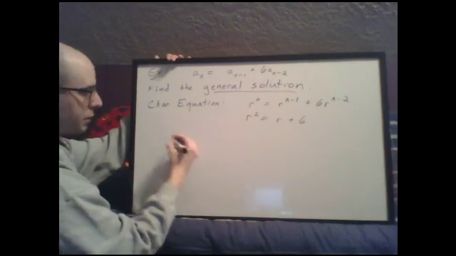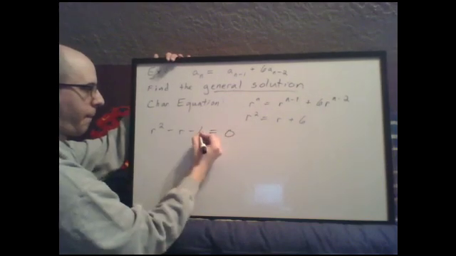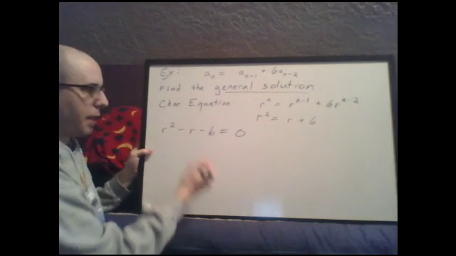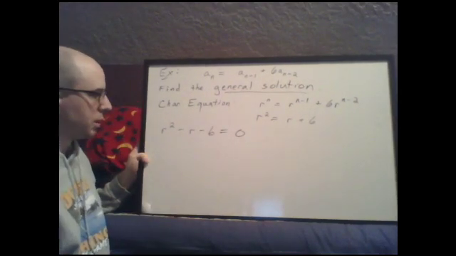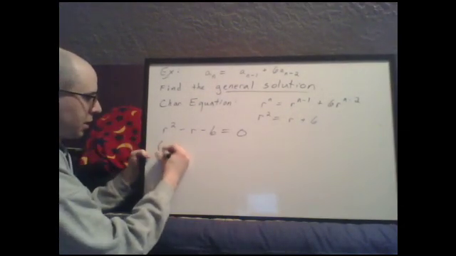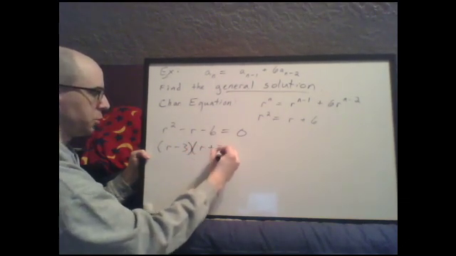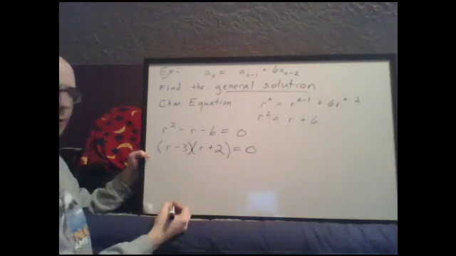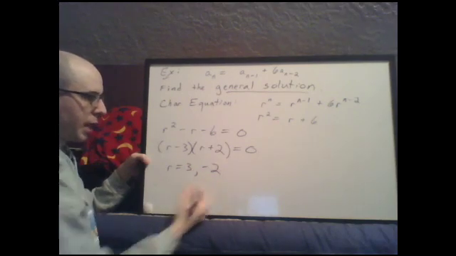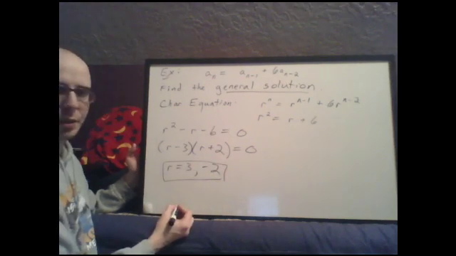Now let's move everything to the left side. R squared minus r minus 6 equals 0. Now we need to know what are the solutions to this equation. So I picked an easy example to start with. We can factor this: r minus 3, r plus 2 equals 0. So we have two solutions, r equals 3 and r equals negative 2. So these are our characteristic roots.